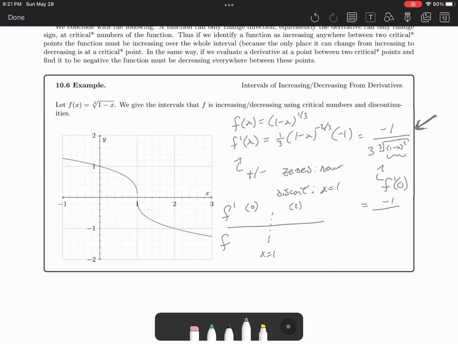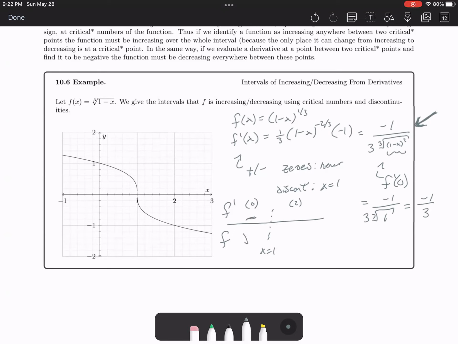you get minus 1 over 3 times the cubed root. 1 minus 0 is 1. 1 squared is 1. The cubed root of 1 is 1. This is minus 1/3. It's negative. So that means that your original function is decreasing, right? The slopes of those tangent lines are sloped downwards.